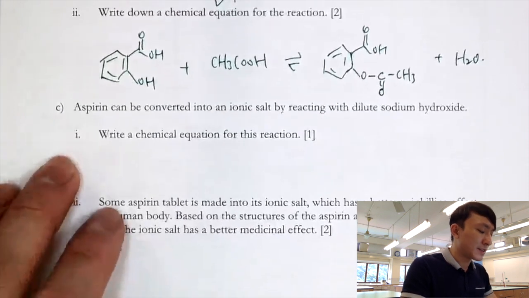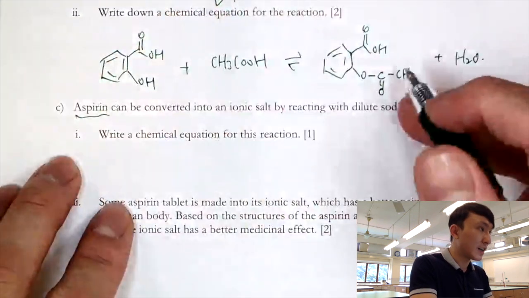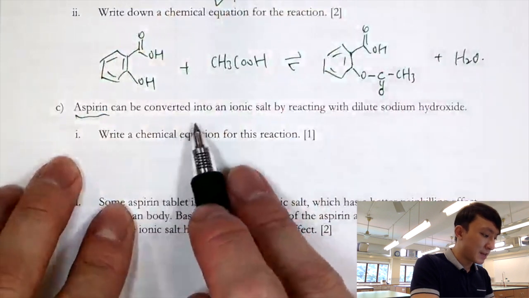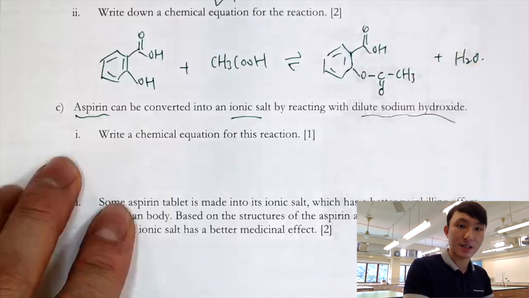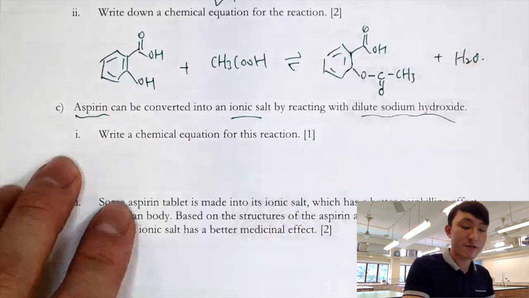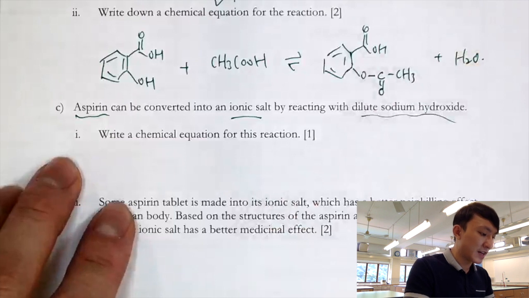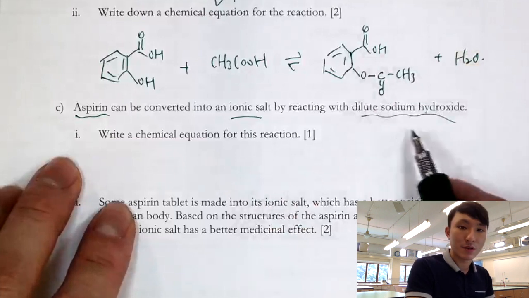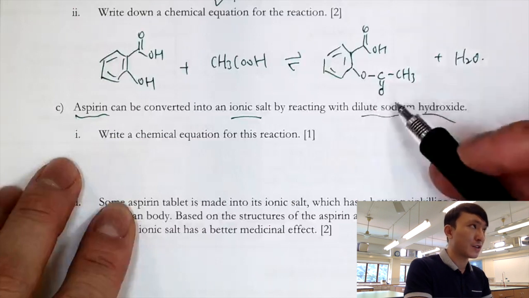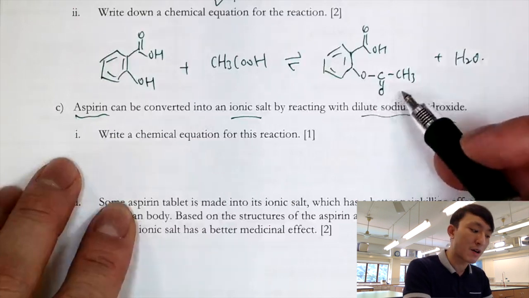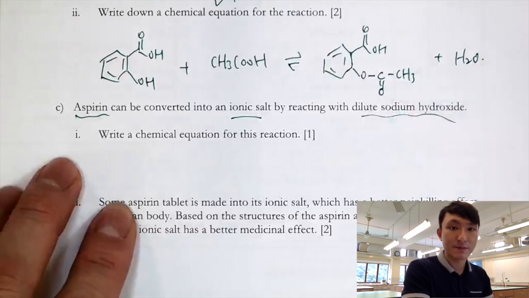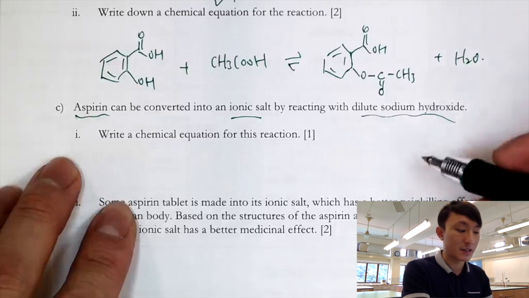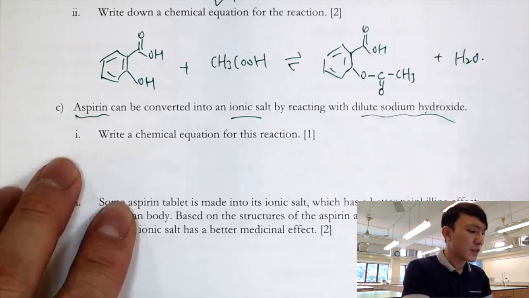Now C1, it says that aspirin, already the product here, can be converted into an ionic salt by reacting with dilute sodium hydroxide, and you are asked to write a chemical reaction again. Now you notice that this one, sodium hydroxide, thinking about the reaction of ester, probably you will think about hydrolysis, right? But you think about it, is there any heating? There's no heating involved in these reaction conditions. So therefore, hydrolysis may not be the major reaction.